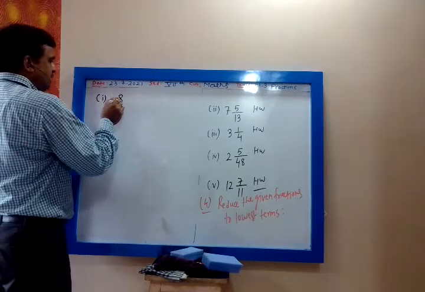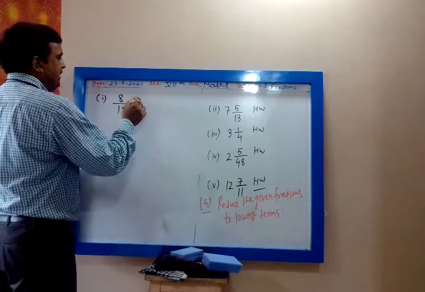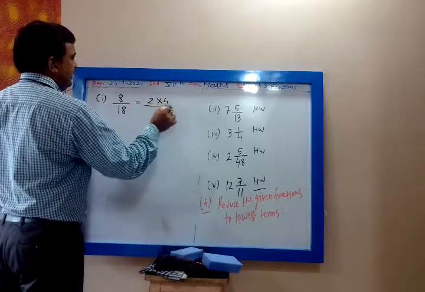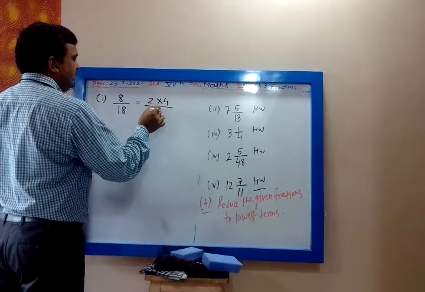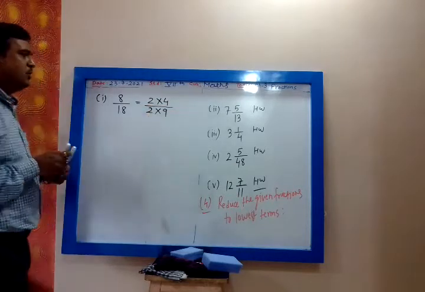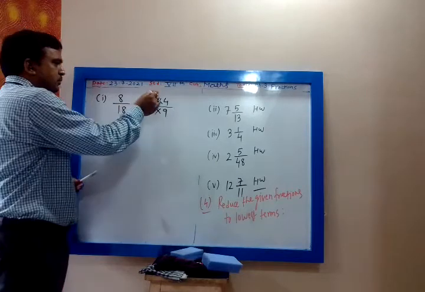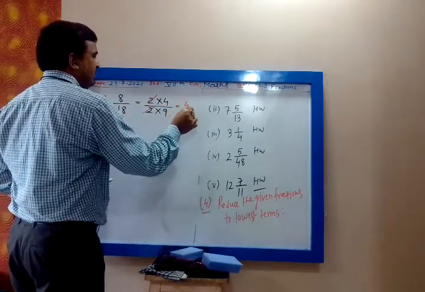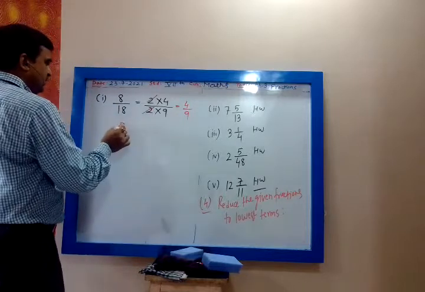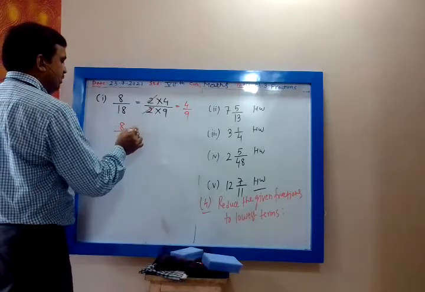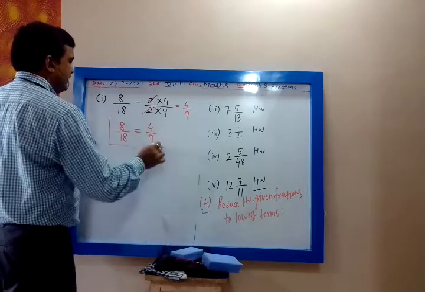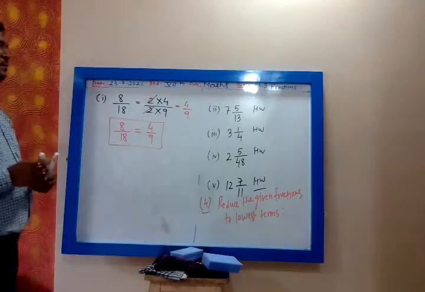8 by 18. 8 I can write as 2 4s are 8, and 18 as 2 9s are 18. Then the common factor of numerator and denominator is 2. 2 gets cancelled. That is 4 by 9. So 8 upon 18 in the lowest term is 4 by 9.